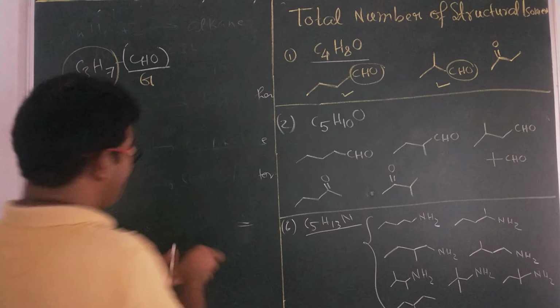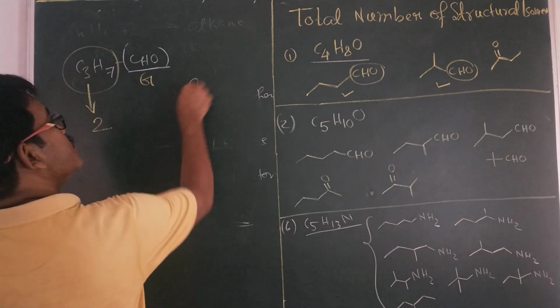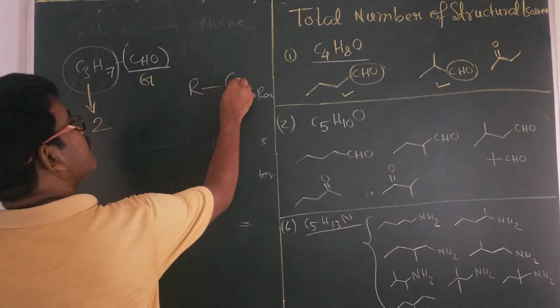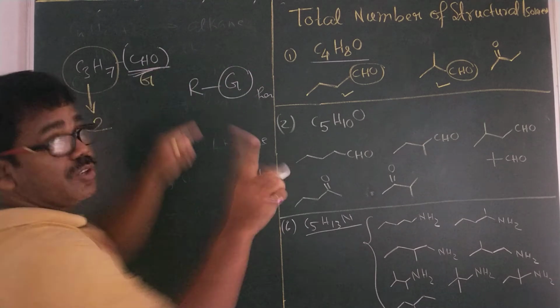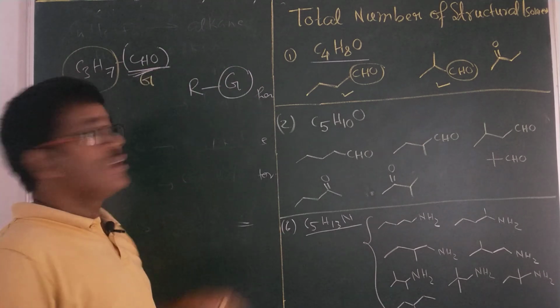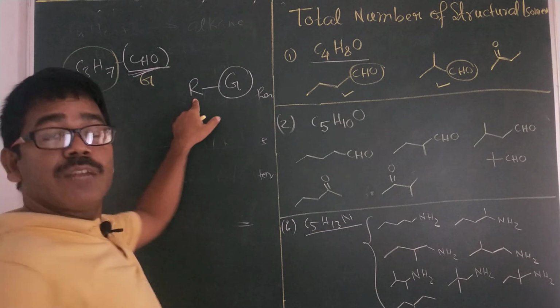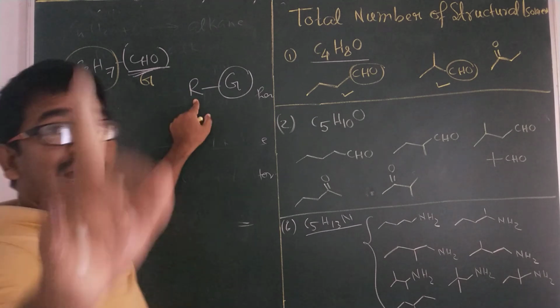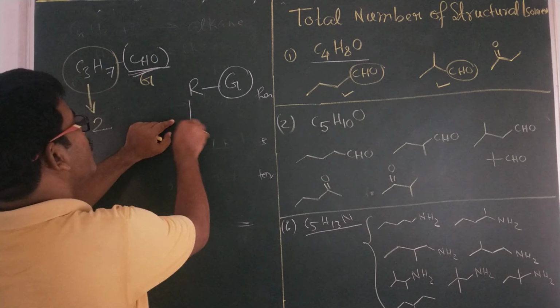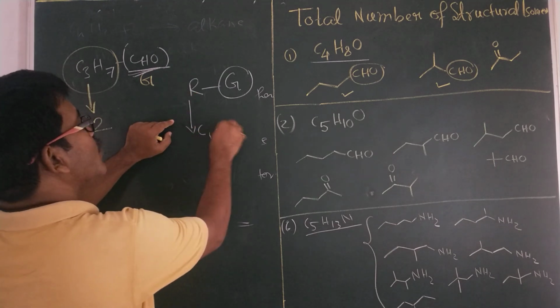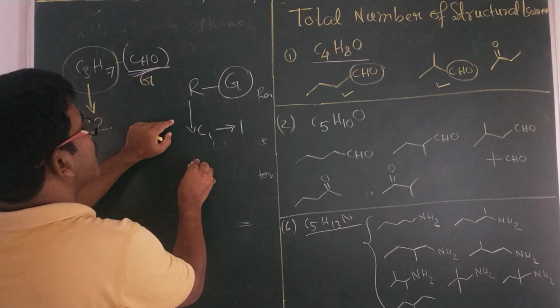That means what I have done is I have converted the molecule into this particular form, RG. Here G is the group that we need to identify from the general formula. Now we need to see how many carbons are in the R. If there is only one carbon, the isomers will be 1.